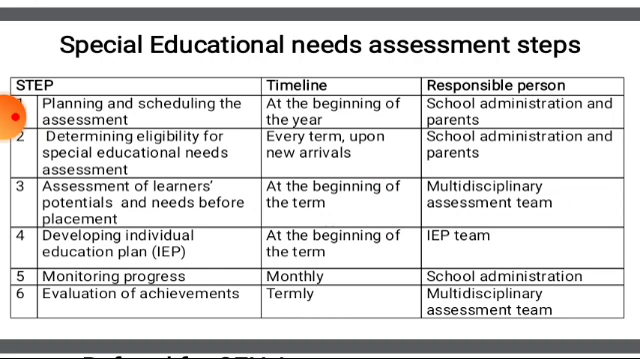As you see on this table, there are steps, timeline, and responsible people in charge. The first step, planning and scheduling the assessment, is done at the beginning of the year, and people in charge are school administration and the parents. The second step is determining eligibility or the suitability for special educational needs assessment. It is done every term upon new arrivals. People in charge are school administration and parents.